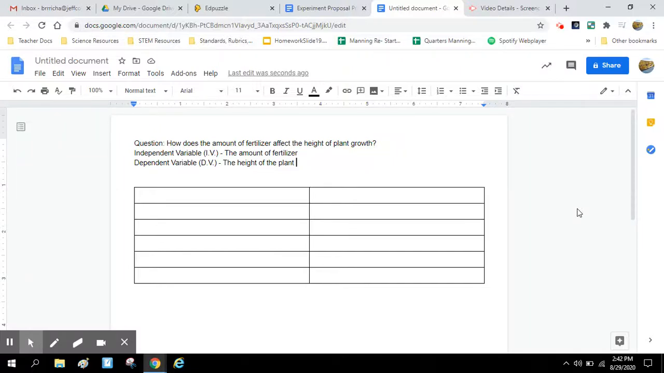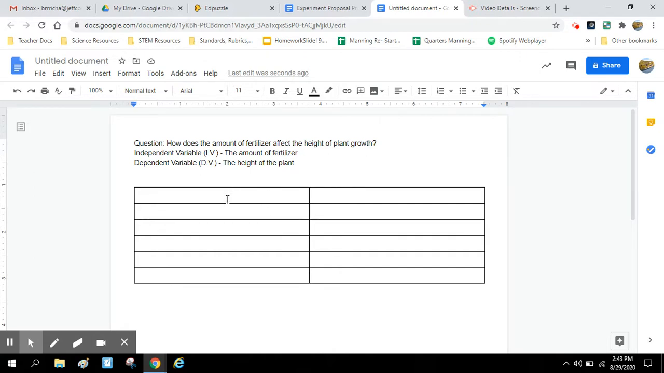When you're labeling a data table, it's helpful to think about the question that you're trying to answer, as well as the two variables that you're using in your experiment. One of the examples you've been working with is how does the amount of fertilizer affect the height of a plant? So the independent variable, the thing that we're changing or manipulating or that we're trying to understand, is the amount of fertilizer. The thing that's going to depend on how much fertilizer is the height of the plant.